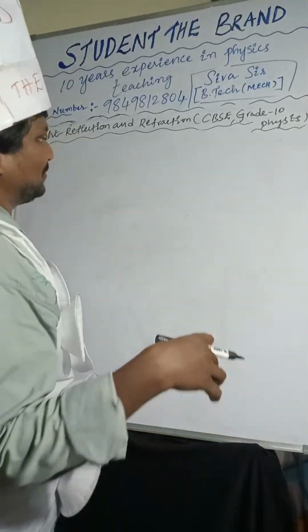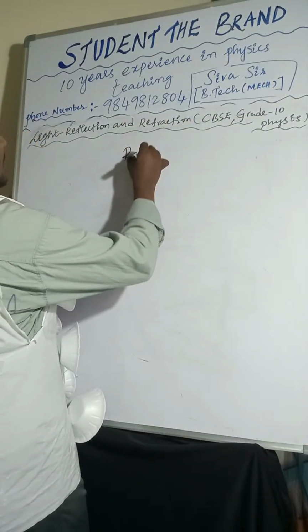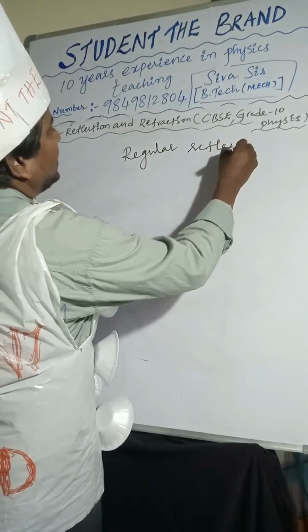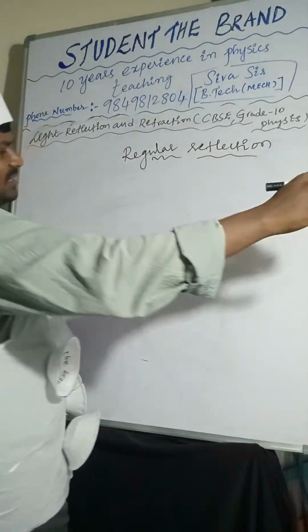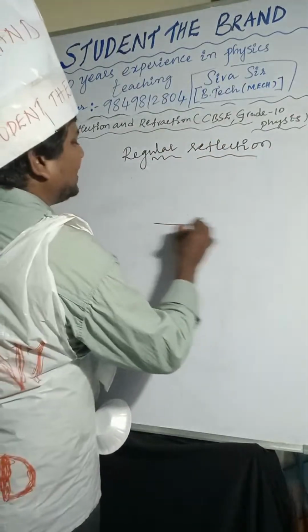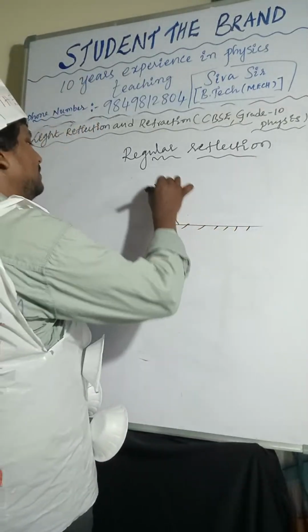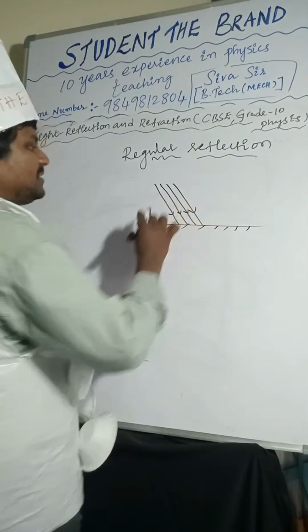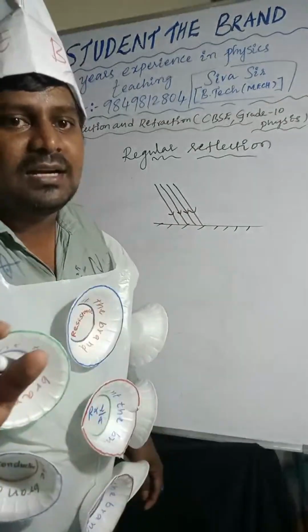That's my request. So coming to the last one, regular reflection. We are taking the plane mirror here. Parallel light rays are incident on the surface. Do you know regular reflection? What exactly is happening?